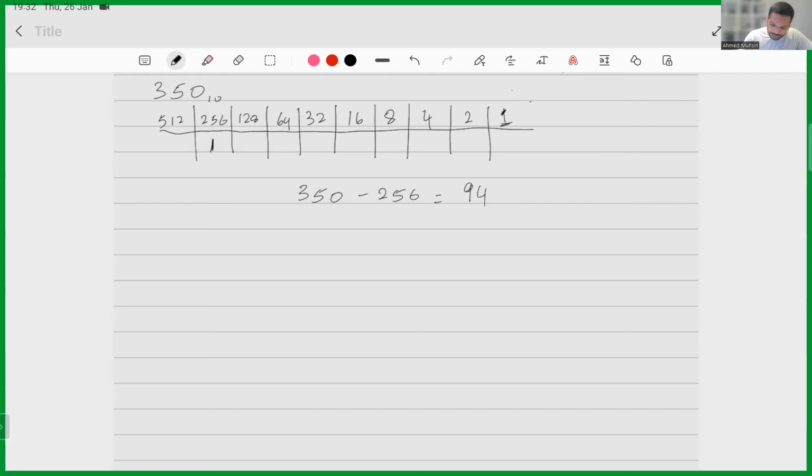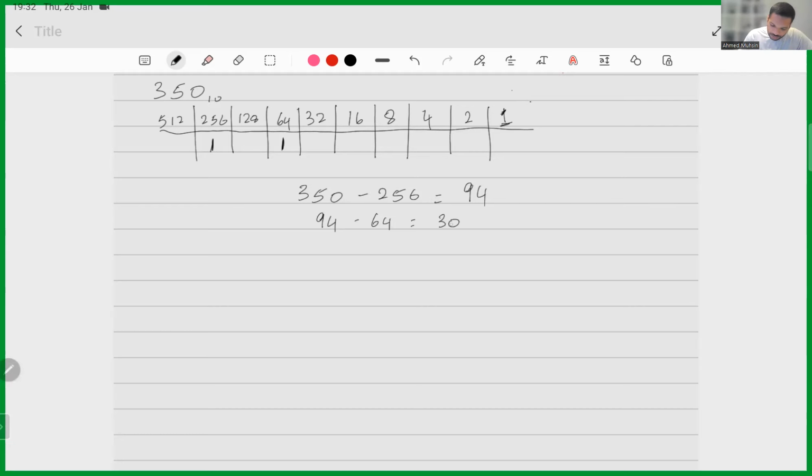If you look at the value 94, 94 is closest to 64. As you can see, 94 is closest to 64. So we can put a 1 at 64. So 94 minus 64, you would notice it is equal to 30.